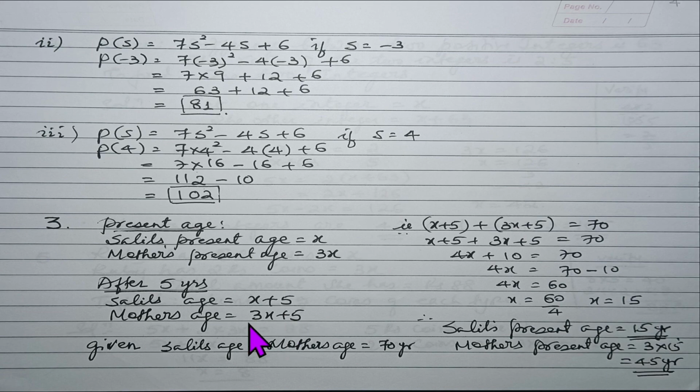Now what we are given is that after 5 years, Salil's age plus mother's age, when we add, the sum is 70 years. Therefore, x plus 5 in the bracket plus 3x plus 5 in the bracket is equal to 70. Opening and simplifying the equation, we get x is equal to 60 by 4, x is equal to 15. That means Salil's present age is 15 years and his mother's present age is 3 times Salil's age, and that is 45 years. So read the statement, assume the variable, and then solve the example to get the answer. That is how it is done.